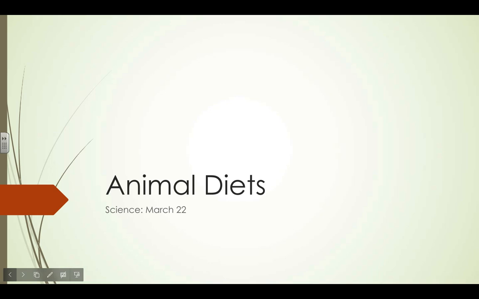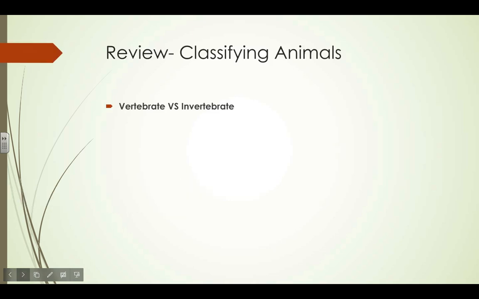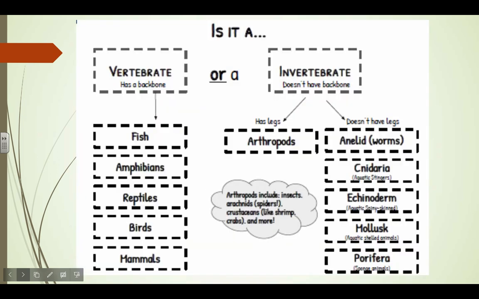This week in science, we're talking about animal diets and how we can classify animals based on what they eat. Before spring break, we talked about how to classify animals based on whether or not they had a backbone. Remember, vertebrate was the word for animals that have a backbone, and invertebrate was the word for animals that do not have a backbone.